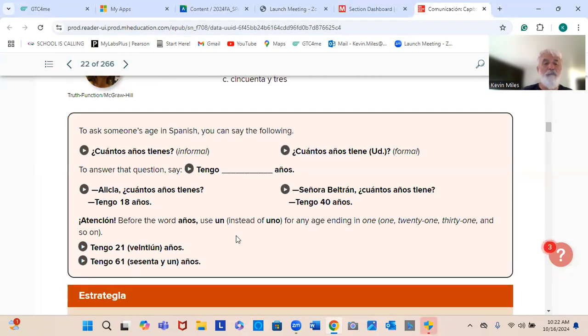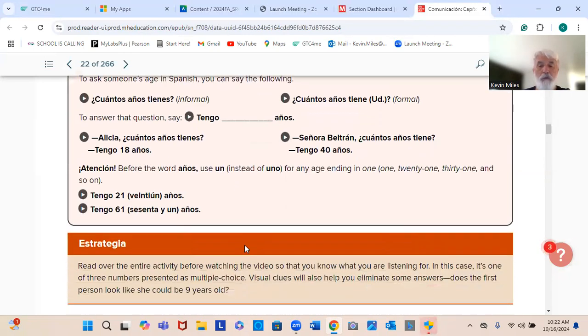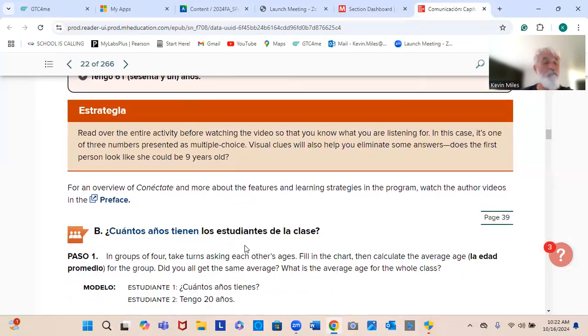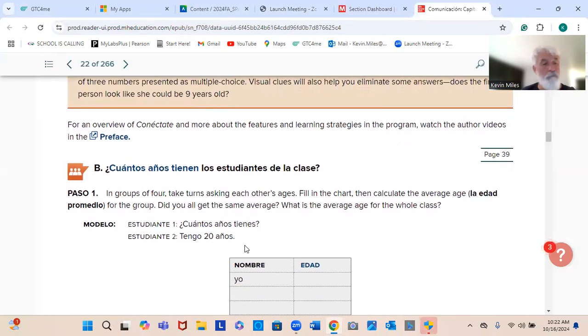So they give you some examples here. Take a look through this. It's very simple, very, very basic Spanish.